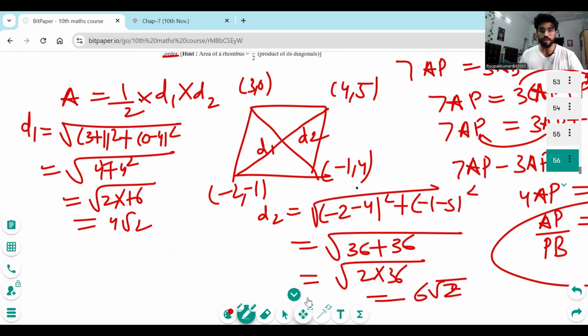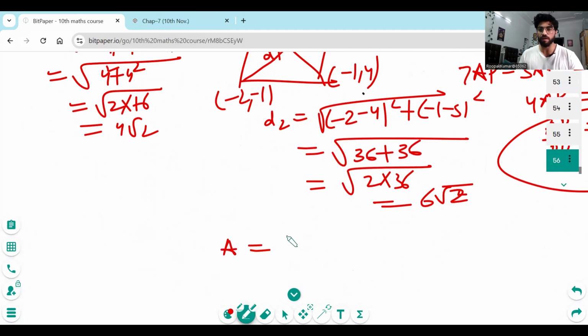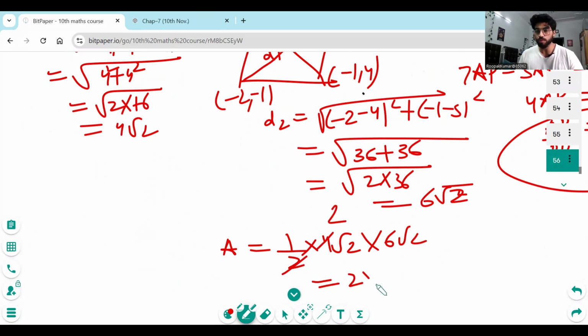Now, let's calculate the area. Area of a rhombus is half into D1 into D2. That is half into 4 root 2 into 6 root 2. Now, 2 root 2 into root 2 is 2, into 6, 6 times 4 is 24. 24 square units will be the answer.